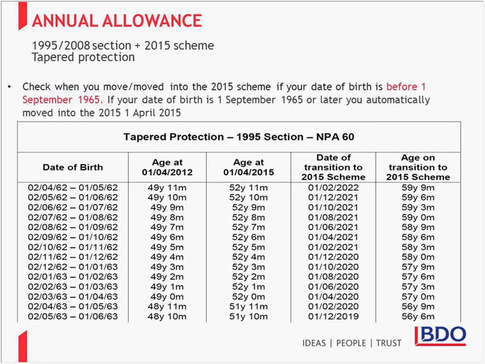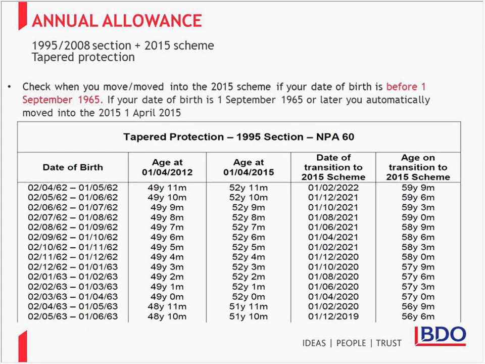So just so you can see whether or not you have moved into the 2015 scheme, or when you might move into the 2015 scheme. If your date of birth is before 1st of September 1965, you use some form of tapered protection. If you were born after 1st of September 1965, then you'll have automatically moved to the 2015 scheme on 1st of April 2015, and so the tapered protection is irrelevant for you, and so you will be looking at your 95 or 2008 growth plus 2015 scheme.